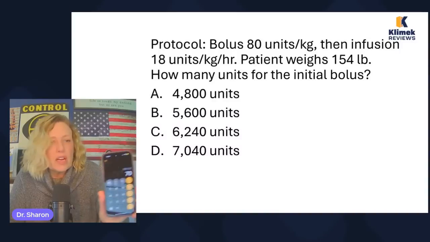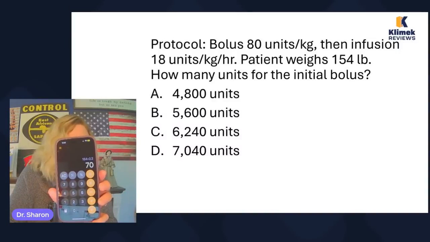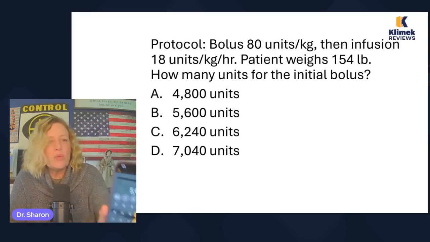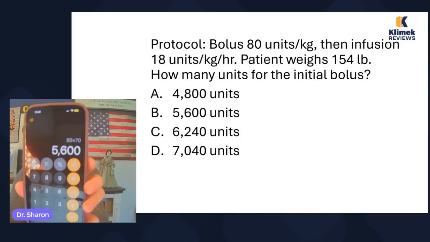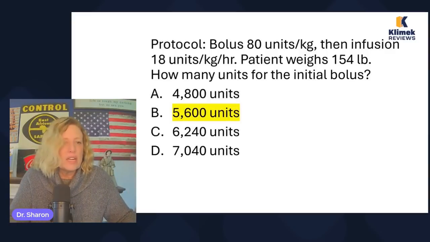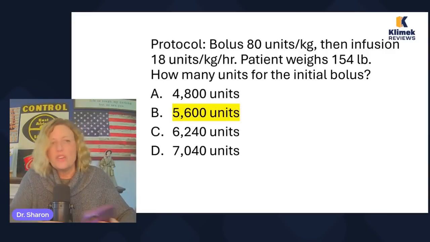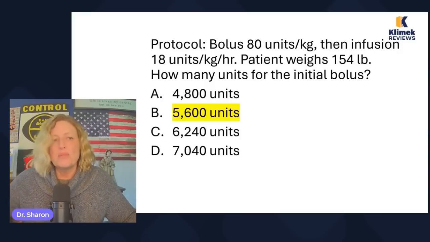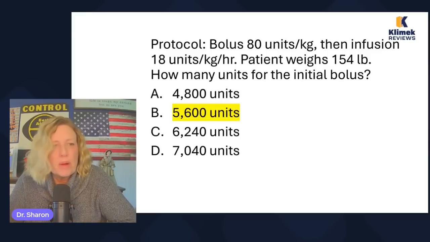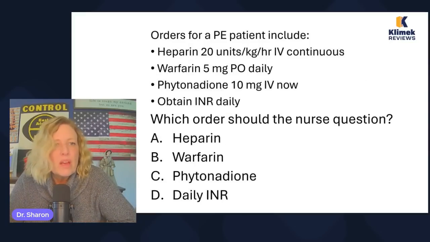Okay, so how can you see this? 154 divided by 2.2 is 70. So they weigh 70 kg. So we multiply 80 times 70 and we get 5,600. Okay. So 80 times 70, 5,600. So that's the correct order for the bolus. I do have a video on calculating heparin drip. If you want to watch that, just type in heparin Clinic or Clinic heparin, and it should come up in the search engine on YouTube.